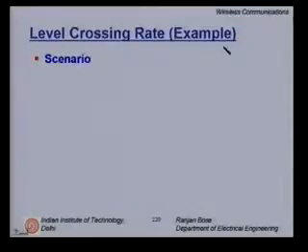Let us look at an example. Let us describe a scenario, maybe a typical GSM scenario. Let us say we have a really Rayleigh fading environment. So, we are in an urban environment, fairly far away from the base station, clearly no line of sight.